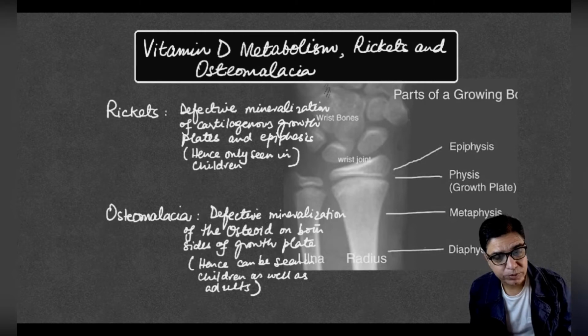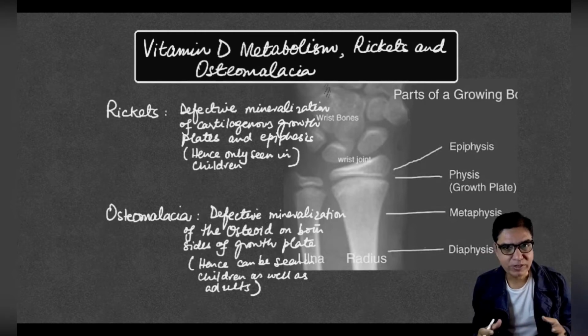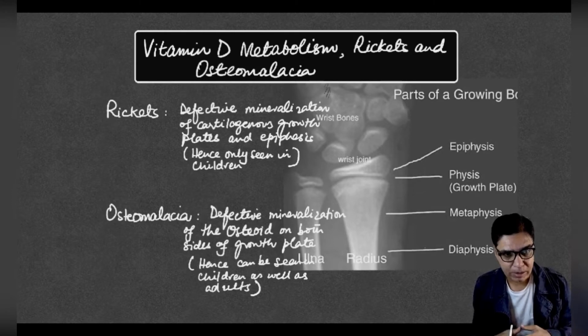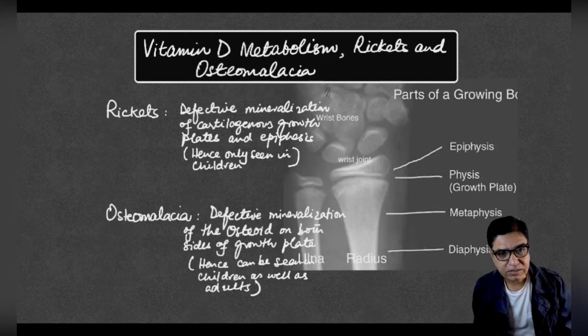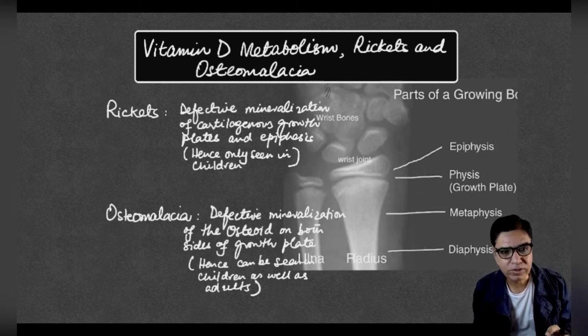So welcome to this video in which we will be talking about mostly rickets, osteomalacia, and we will be also talking about vitamin D metabolism. Let's start with the definition of rickets. Now, rickets basically is defined as defective mineralization of cartilaginous growth plates of the bone and epiphysis. Now let's dissect this definition.